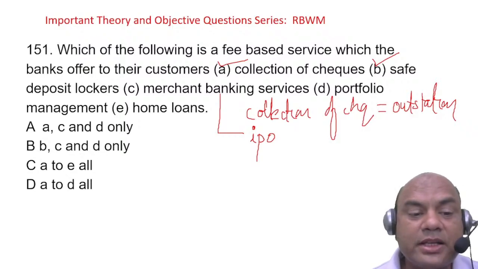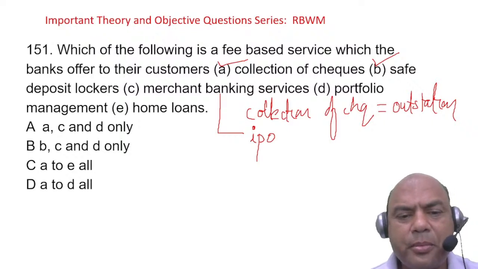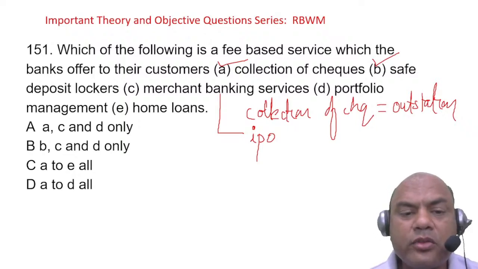So that's why the answer is, okay, let me check this home loan. Is home loan a fee-based? I have told home loan, so everybody is typing home loan. Is home loan a fee-based income?